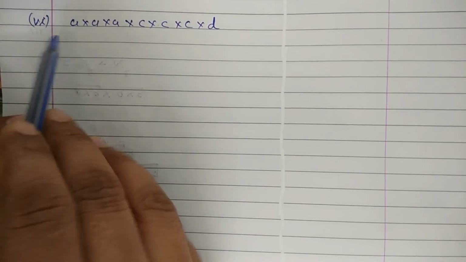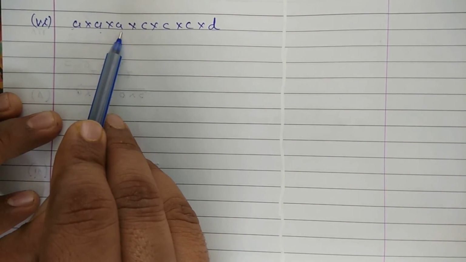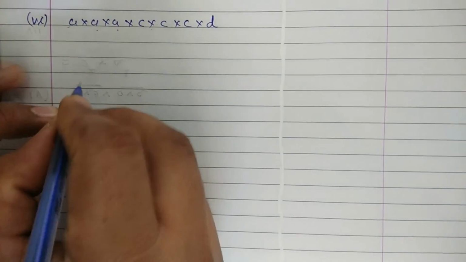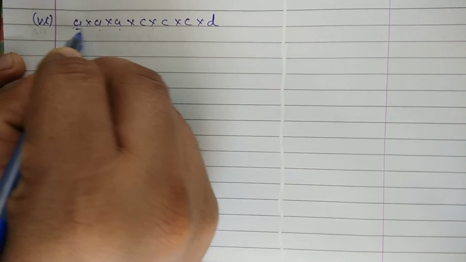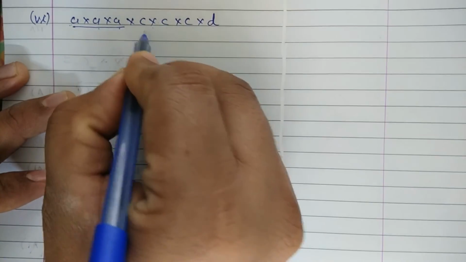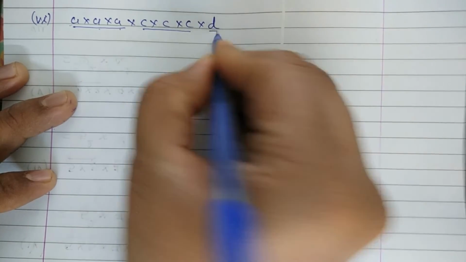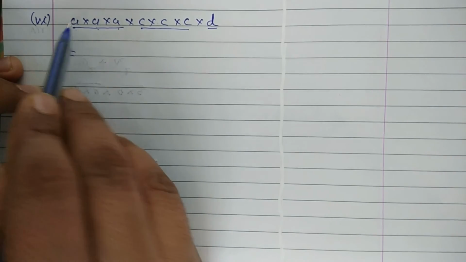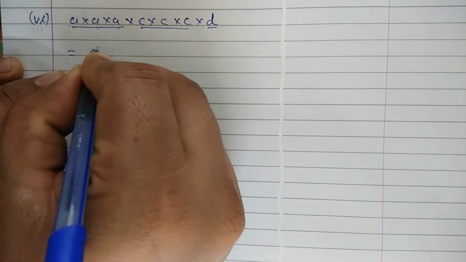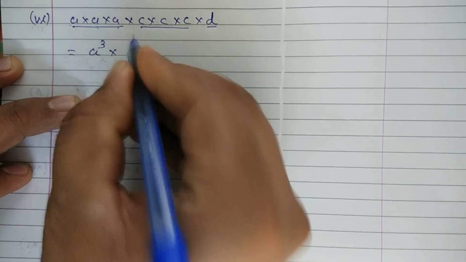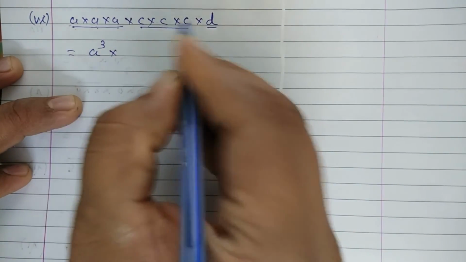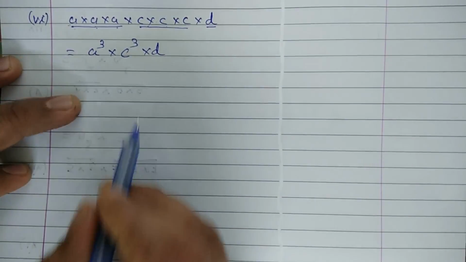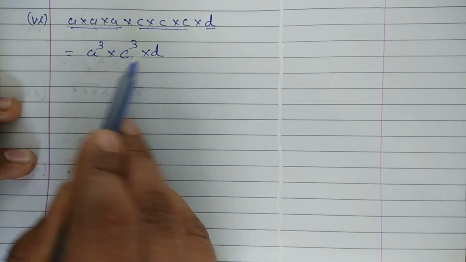Next, sum number 6, a multiplied by a multiplied by a multiplied by c multiplied by c multiplied by c multiplied by d. Here three alphabets are used, so we will make three groups: a multiplied by a multiplied by a, then c multiplied by c multiplied by c, and then d. a multiplied by a multiplied by a means a multiplied 3 times. So it is a cubed, multiplied by c multiplied by c multiplied by c, which means c multiplied 3 times. It is c cubed, multiplied by d. So our answer is a cubed multiplied by c cubed multiplied by d.